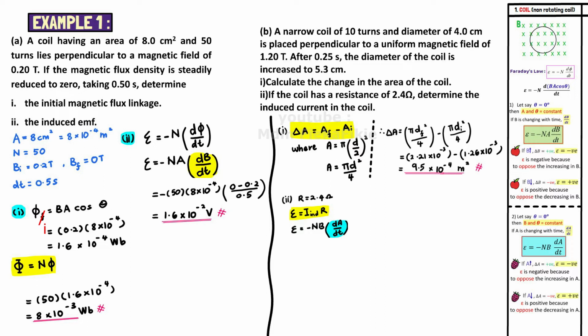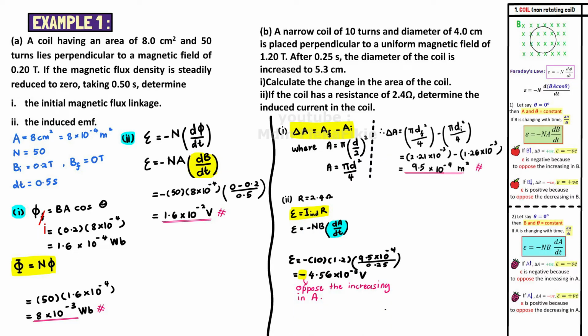Jadi untuk jawab soalan ini, kita nak cari induced current. Tetapi kita belum ada lagi nilai induced EMF. So by using Faraday's law, we use EMF is equal to negative NB, B is constant. This time dA over dt. We have a change of area with time. So gantikan nilai dA over dt.